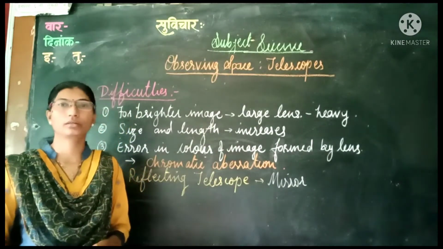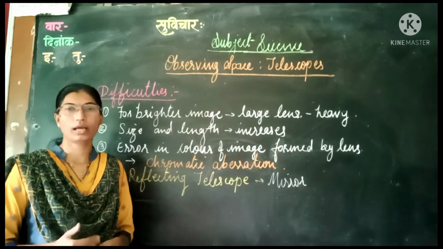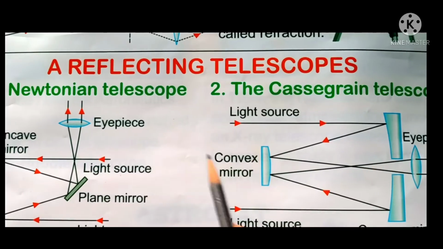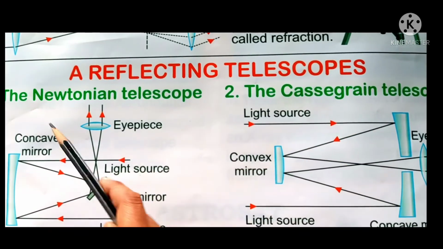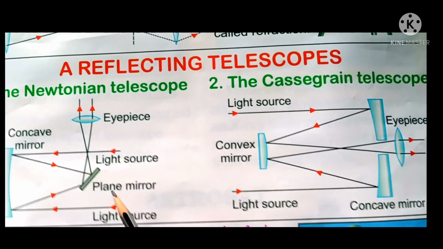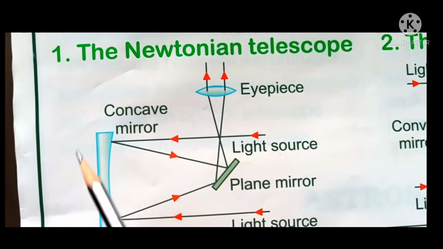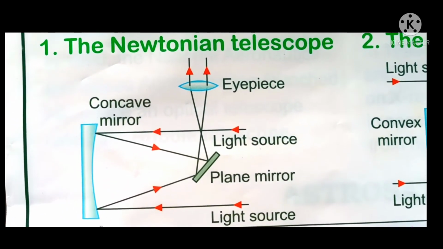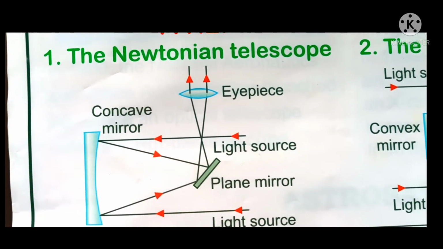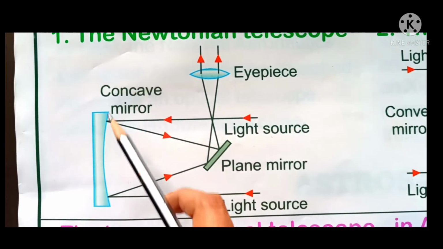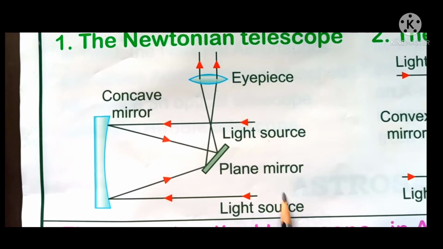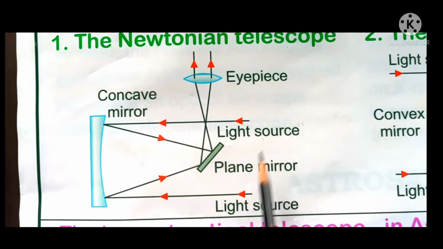Let's see how the reflecting telescope works and how many types of reflecting telescopes there are, with the help of ray diagrams. They are of two types, the Newtonian telescope and the Cassegrain telescope. The first one is the Newtonian telescope. As I have explained, in a reflecting telescope we use a mirror. So the arrangement is in this way. This is the mirror and telescope. First of all, the light rays come from this direction. So these are the light rays.